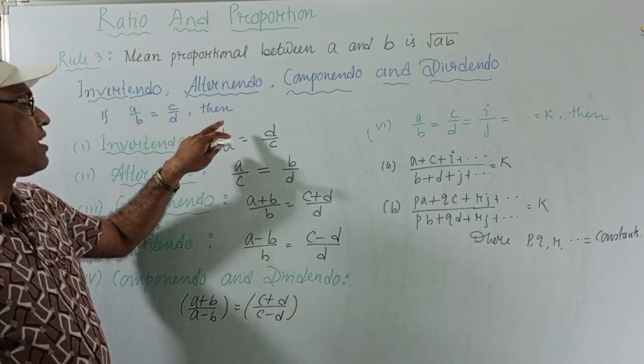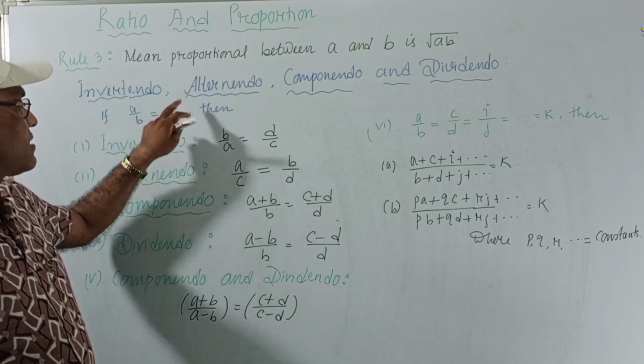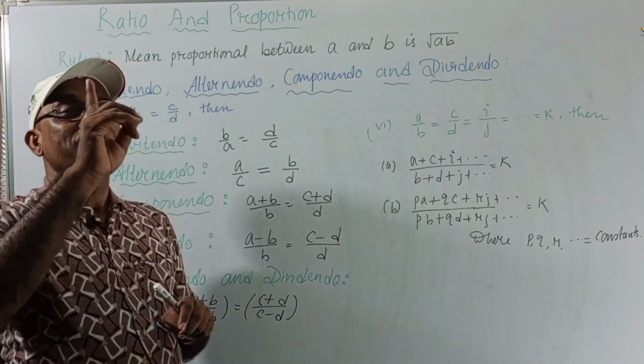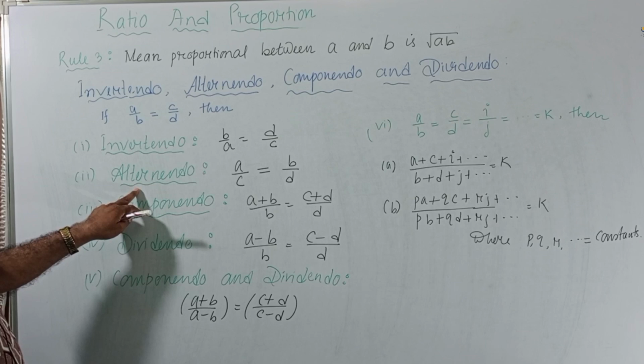Just we write, if A by B is given, we write B by A, and C by D, then D by C. This is called invertendo.